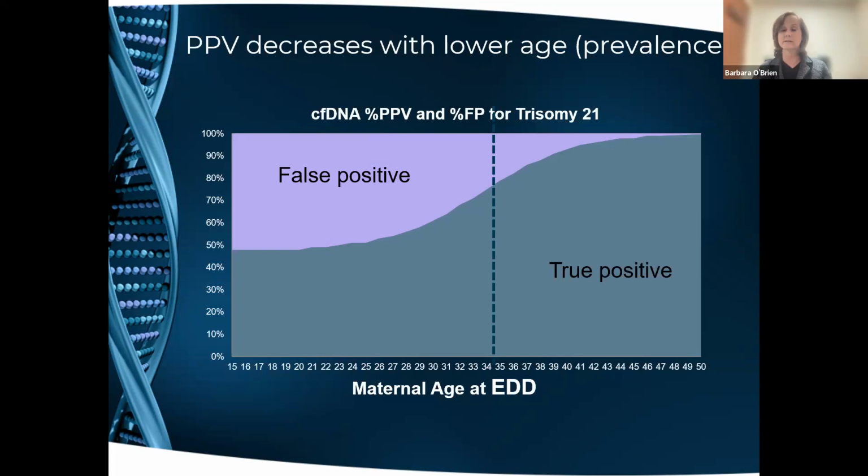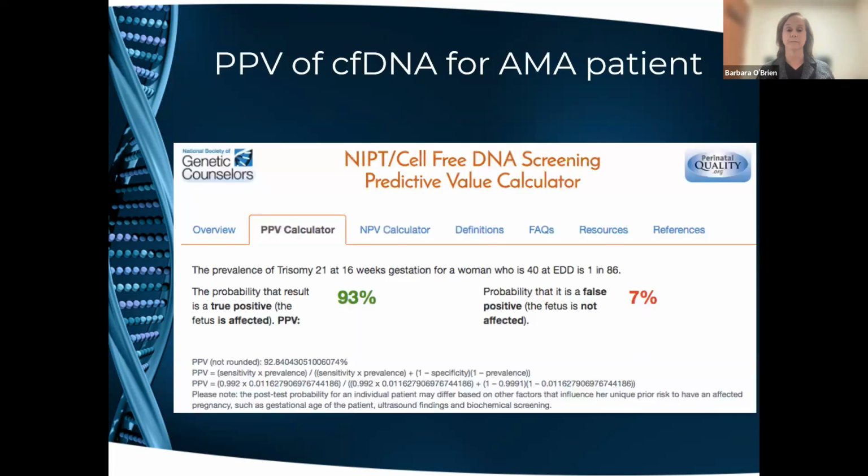To demonstrate this, the next 2 slides are going to give you an idea of how this can differ because of maternal age. And it's not necessarily the age of the patient, it's the prevalence of the disease in the population based on the age of the woman. So next slide. And this comes from the National Society of Genetic Counselors, and you can actually look this up on the National Society of Genetic Counselors site.